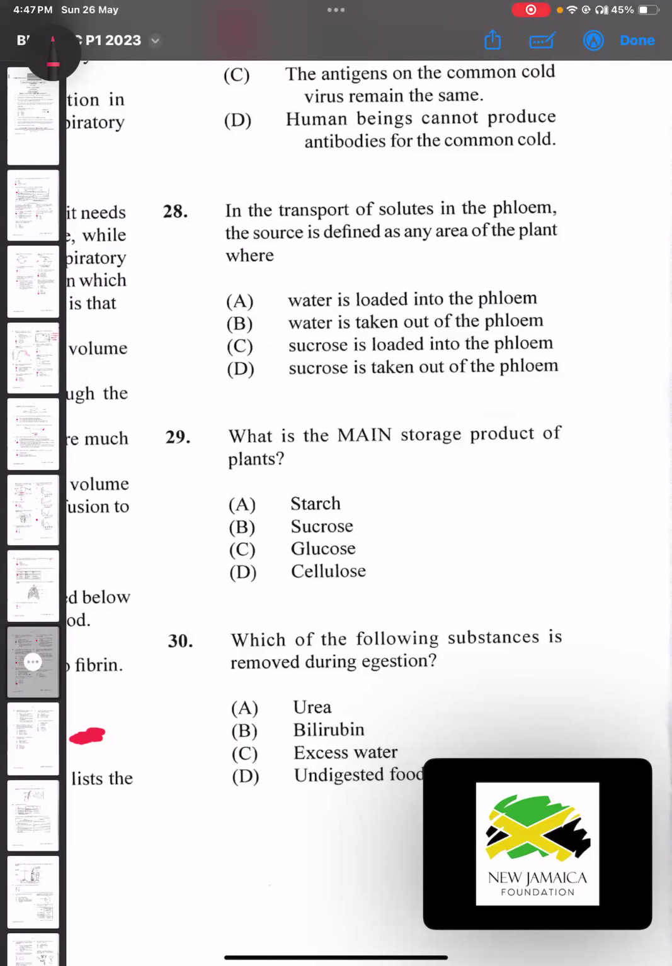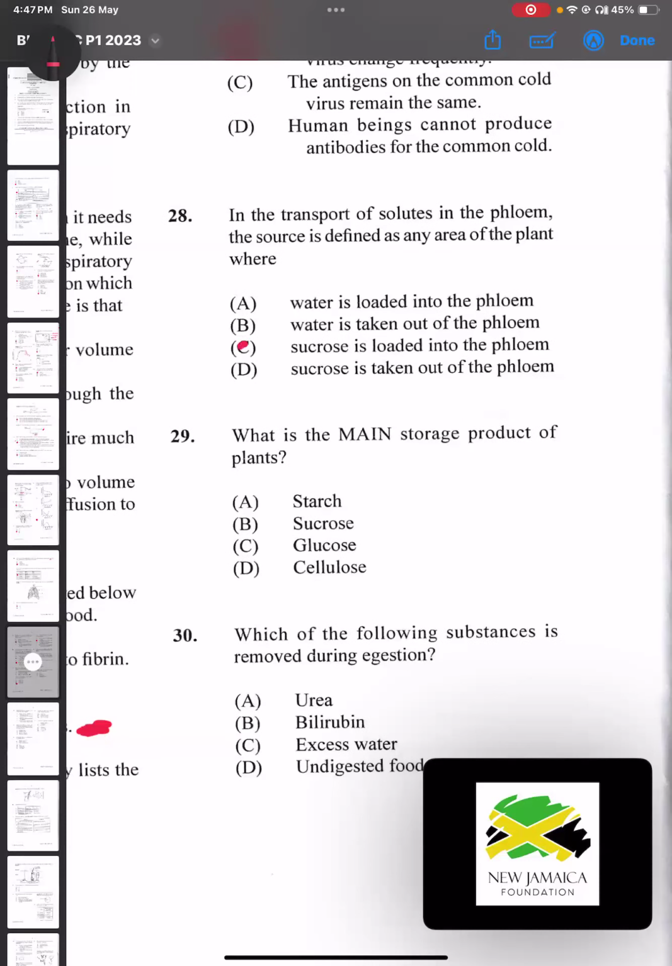The sink is where it would be let off out of the phloem, and the source is where the sugar is taken from in the first place. And because it is coming from the source, it means that that is where you would be putting it into the phloem. So the answer is C. It is where it is loaded into the phloem. Where it is taken out of the phloem is your sink. Where it is put on is your source.